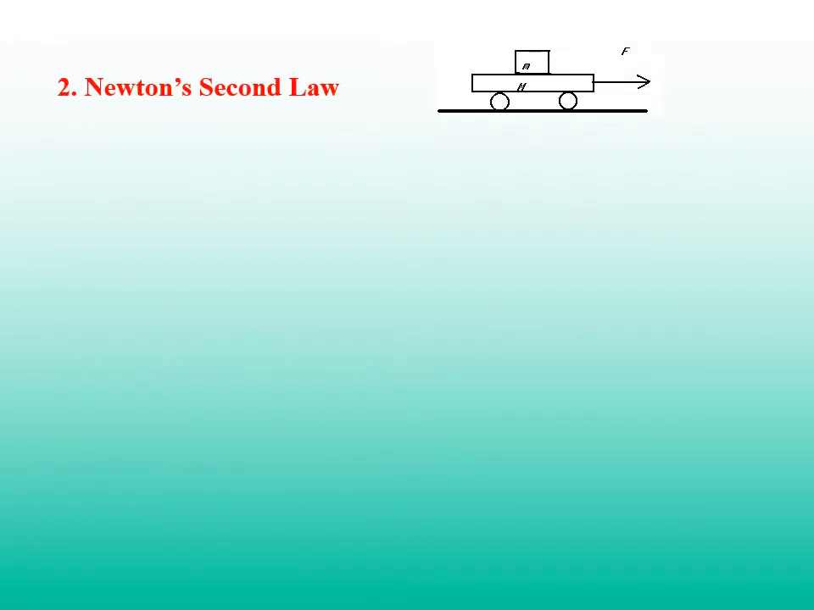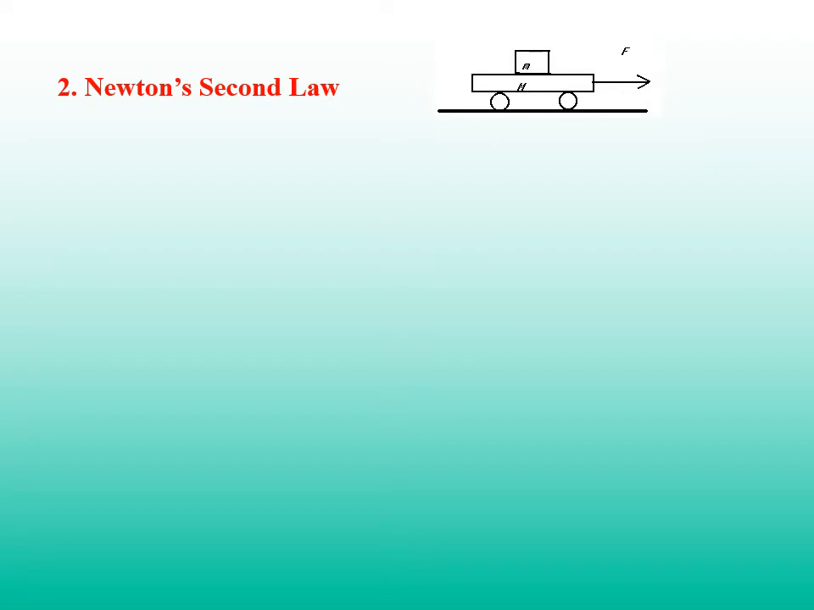Newton's first law states that if no net force is acting on an object, it remains at rest, or if moving, it continues moving with constant speed in a straight line. But what happens if a net force is exerted on an object? Everyday experience can answer this question. We perceive that the velocity will change, or the object will accelerate.